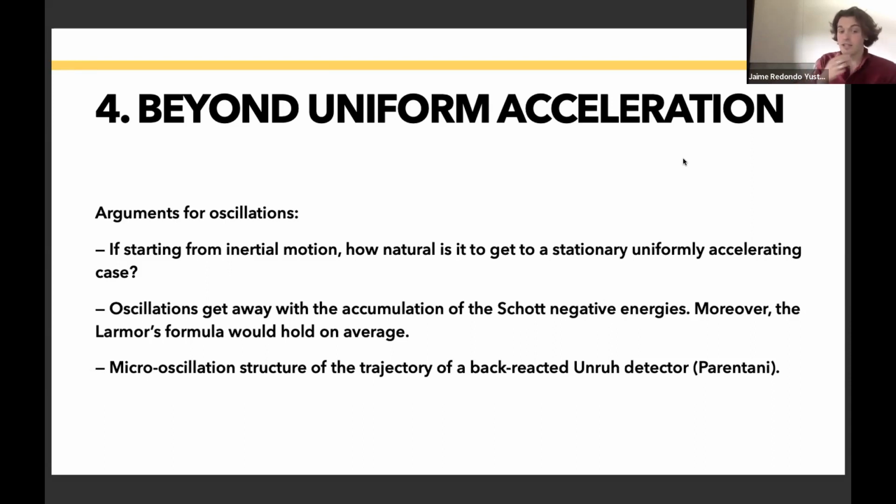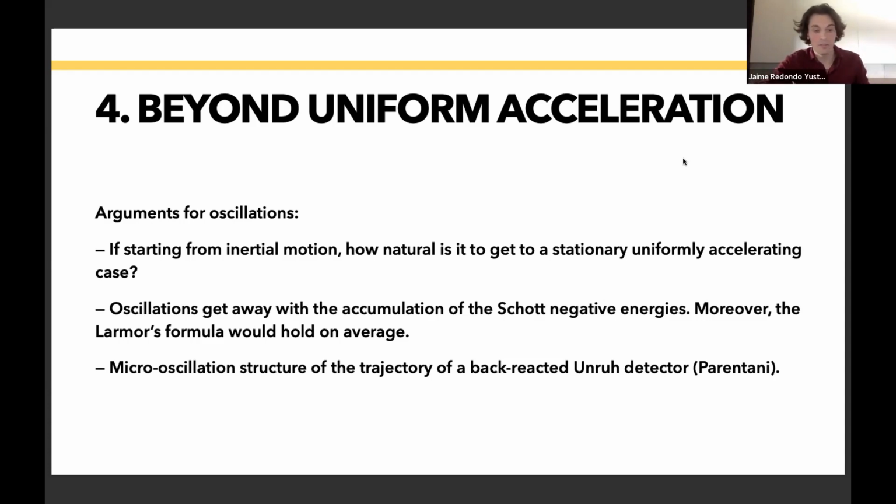And in fact, these oscillations help us to get away with this accumulation of the short negative energies, because they will compensate, they will fluctuate up and down, and we will still recover the classical results, as Larmor's formula will hold on average. More interestingly, this proposal has a very clear analogy in quantum fields, because if one considers the quantum mechanical trajectory of a two-level detector in uniform acceleration, then one obtains that the result also includes this micro-oscillatory structure.